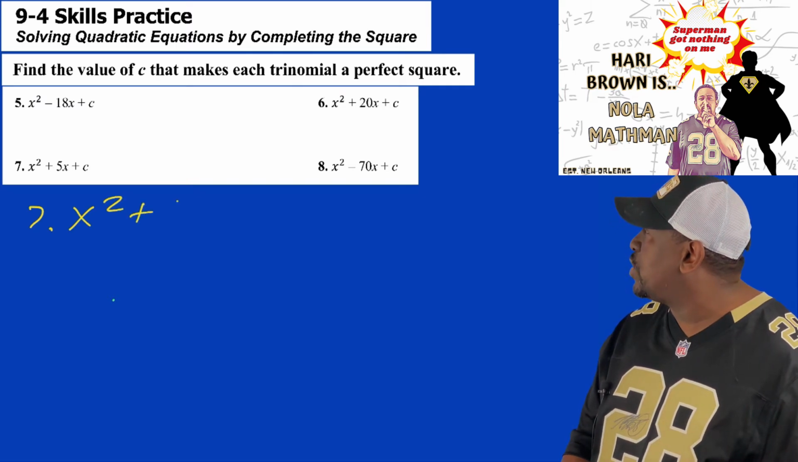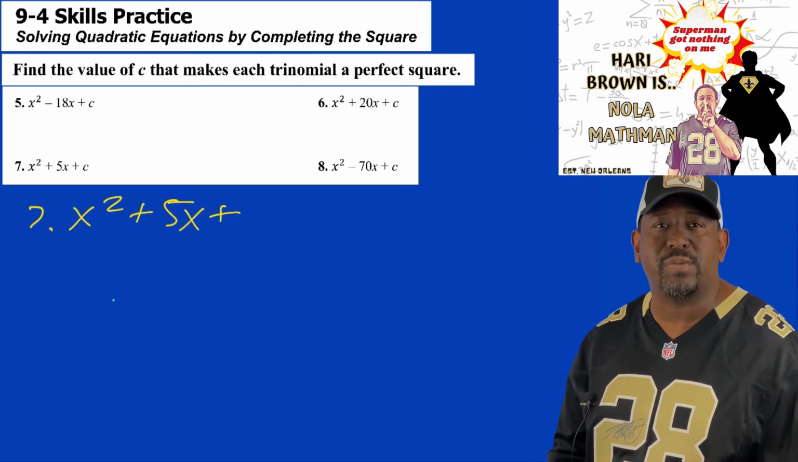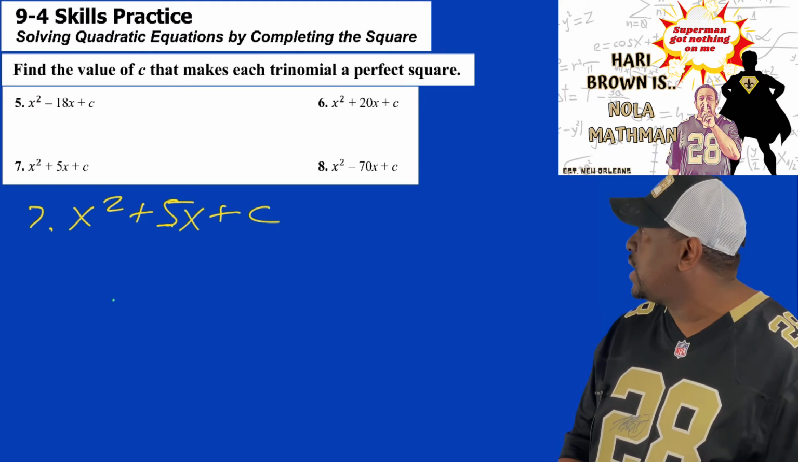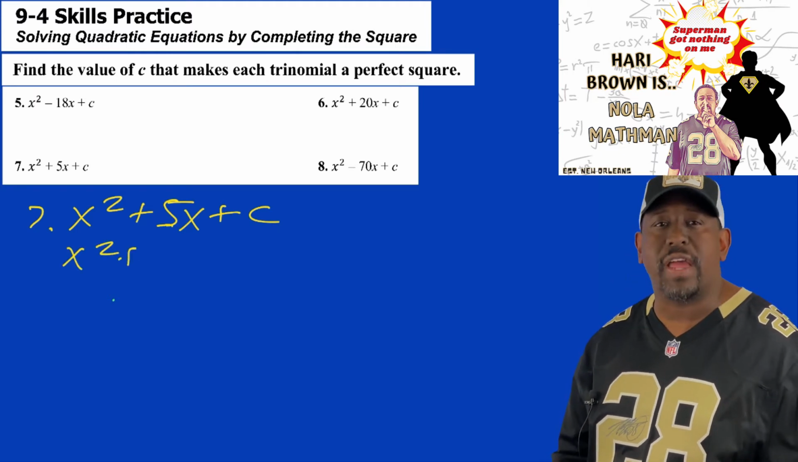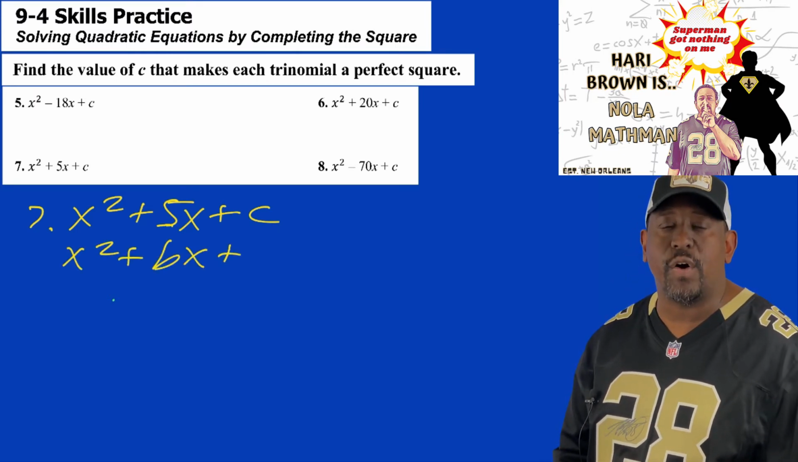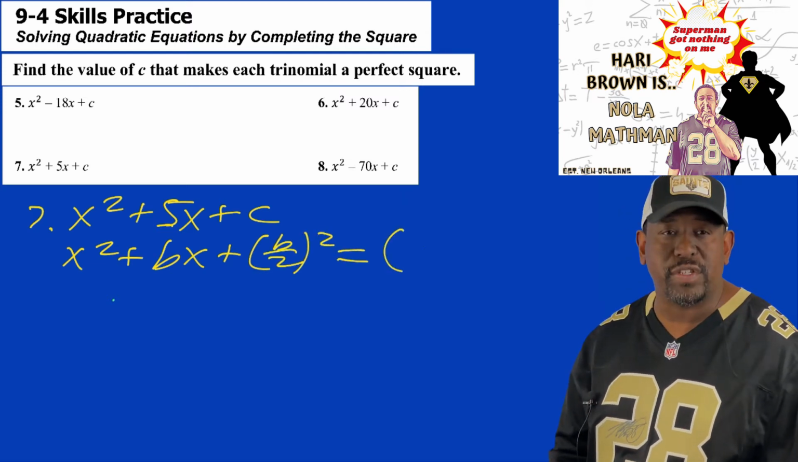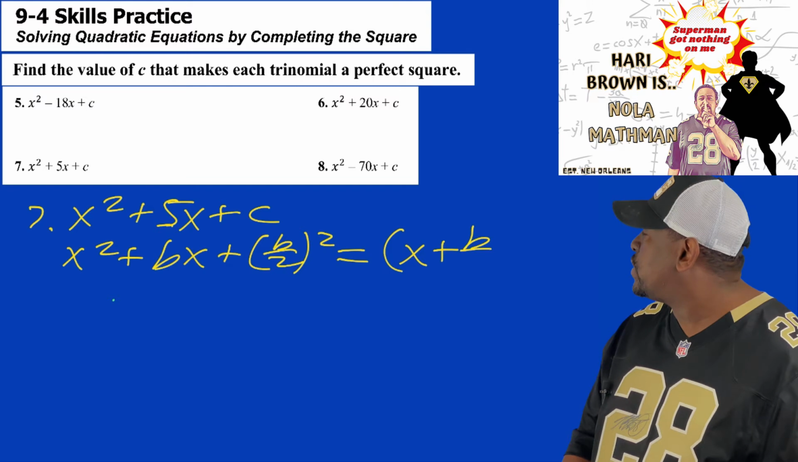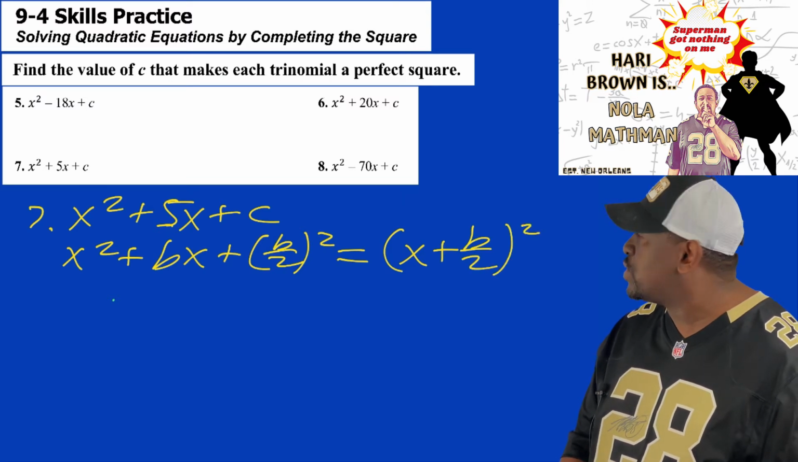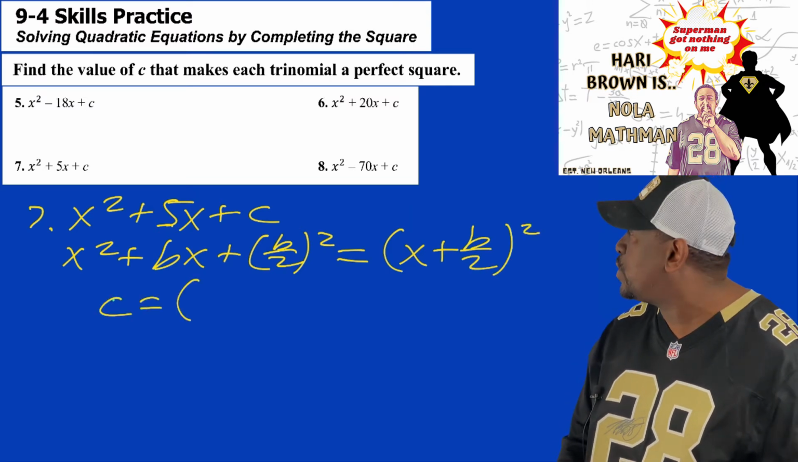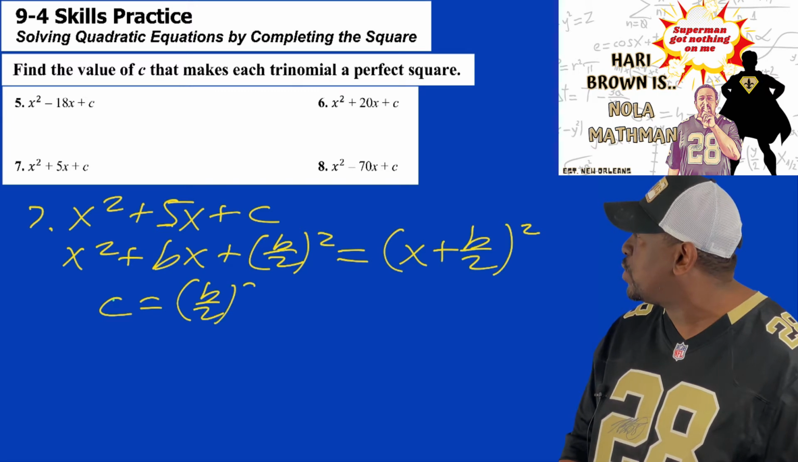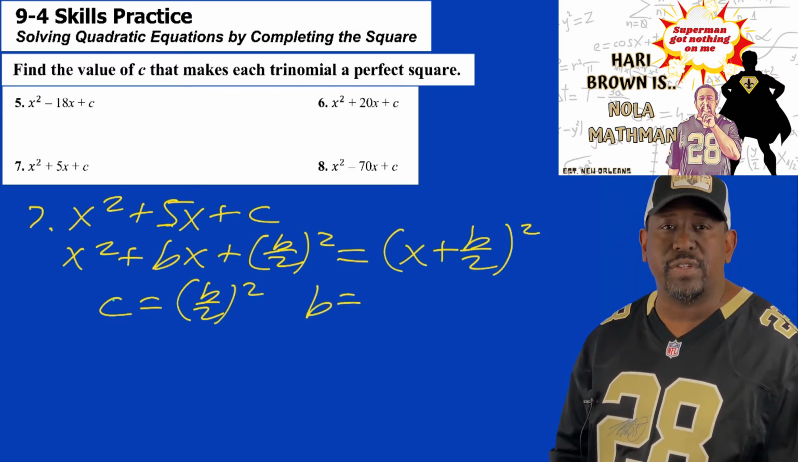Now this one here, we have x squared plus 5x plus c. Again, we want to be in the habit of writing the same formulas over and over. It gets you in the habit of memorizing that b over 2 squared is c. And so you want to write that and the resulting binomial square. So again, we write c is equal to b over 2 squared.